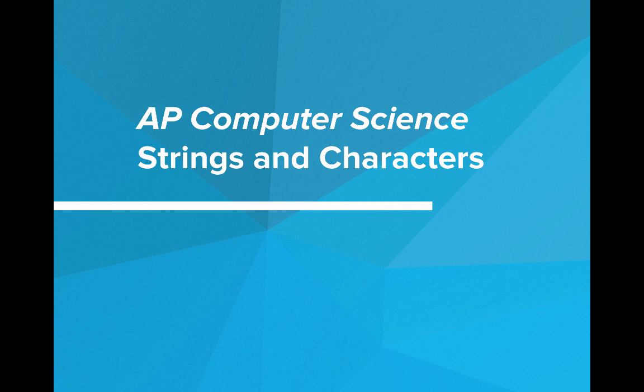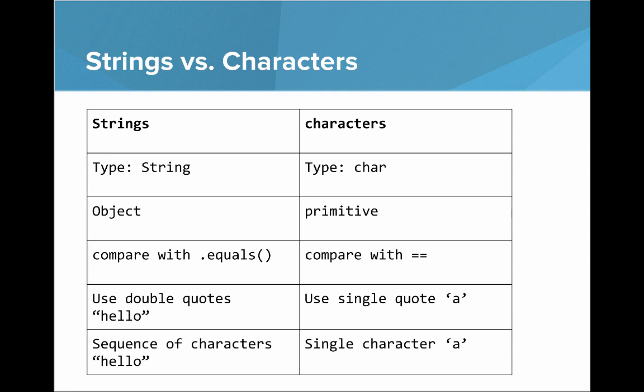Hi, in this video we're going to talk more about strings and characters. So let's review some of the differences between strings and characters. First, strings have type String with a capital S. Characters have type char with a lowercase c. Strings are objects while characters are primitives.